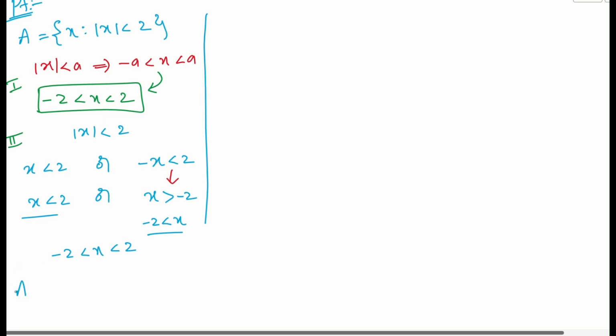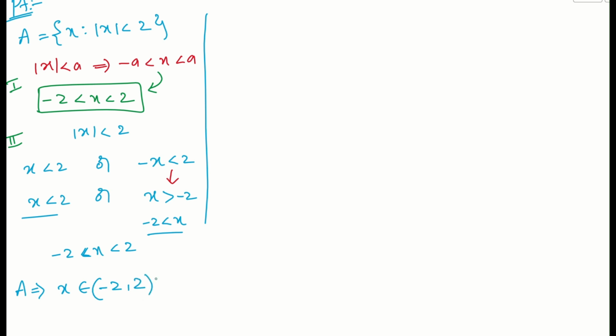So therefore, what are the elements in the set A? Set A will be: x belongs to, see, they have only less than, but not less than or equal to. From this, I can conclude that x belongs to the interval (-2, 2). Are you getting my point? These are the elements in the set A.